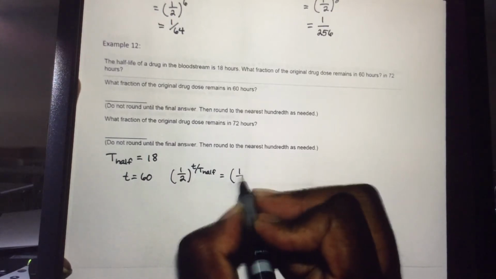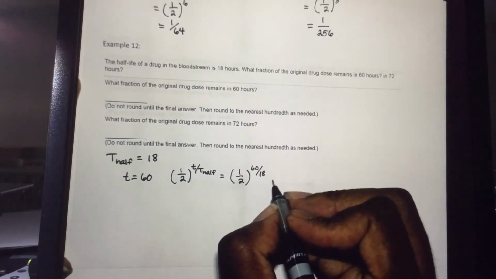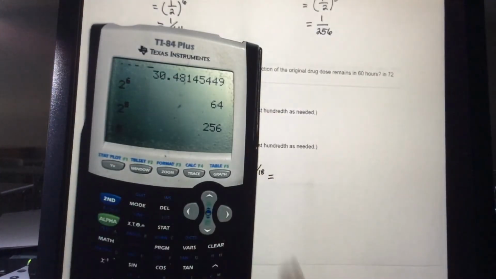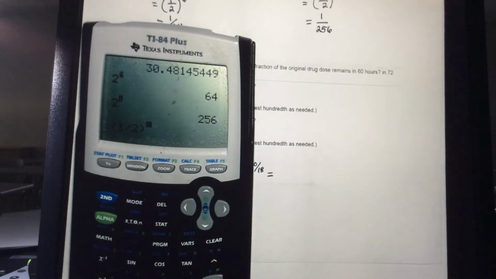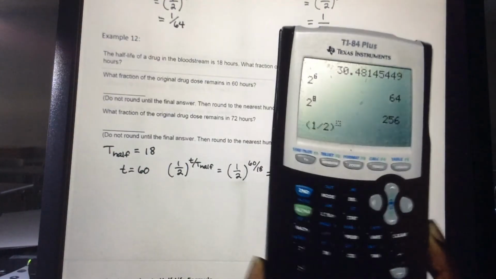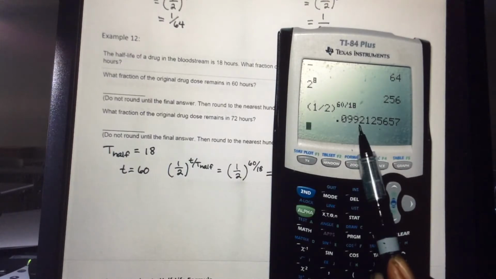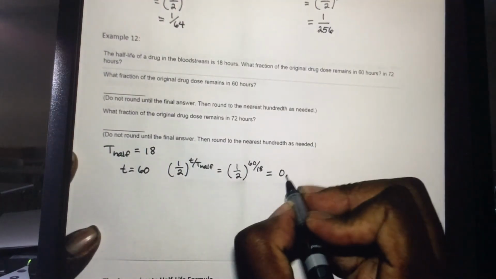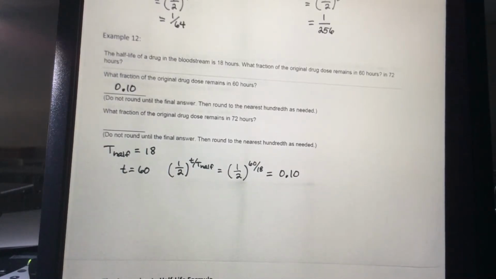So here, this will be 1/2. Your t is 60 divided by 18. Let's see, they want this to the nearest hundredth as needed, or to 2 decimal places. So I'm going to go ahead and type all of this in. Left parenthesis, 1 divided by 2, the hat key for your exponent, and then that exponent was 60 divided by 18. All right, to the nearest hundredth, it will be 0.9, but that 9 is going to bump up to a 10, so it'll be 0.10. This is the fraction of the original drug that will remain in the bloodstream after 60 hours.